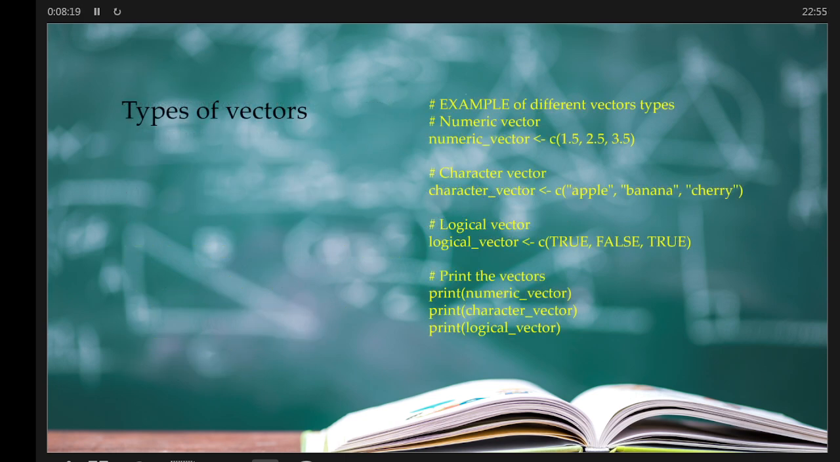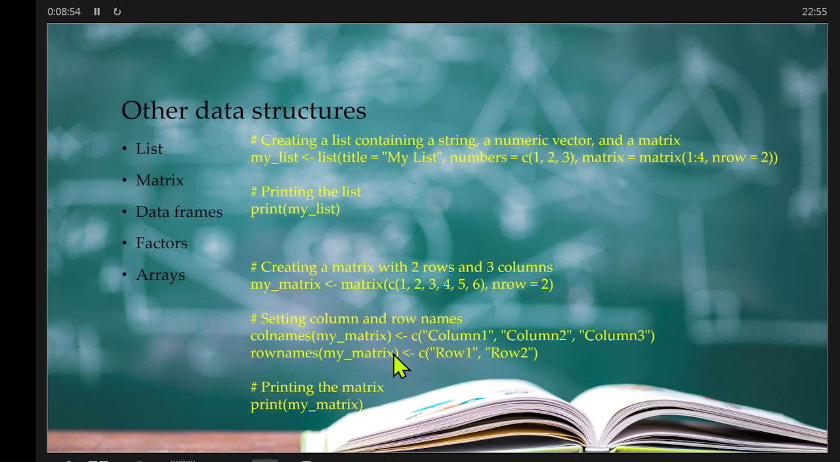Vectors come in different types. For example, numeric vectors for decimals, integer vectors for whole numbers, character vectors for text, and logical vectors for true or false values. Here in yellow, we have an example of different vector types. So you can see that here we have a numeric vector, a character vector, a logical vector, and finally we print them all.